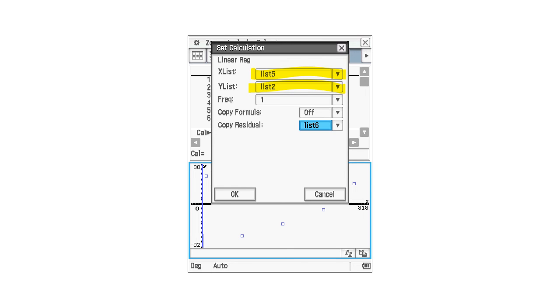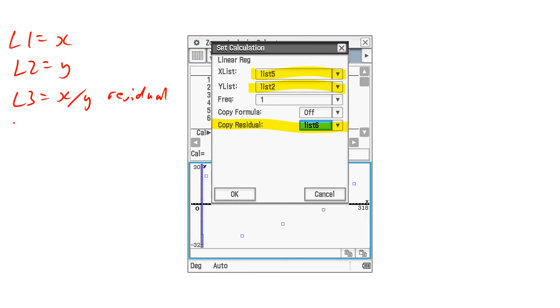I haven't touched the y, so that's still in list 2. I'm going to copy my residual to list 6 and see what happened with a graph of that. So let's remember: list 1 equals x, list 2 equals y, list 3 equals x, y residual. List 4 was 1 on X, which you said was no good because the magnitude of R, it doesn't matter about the sign, wasn't so good.